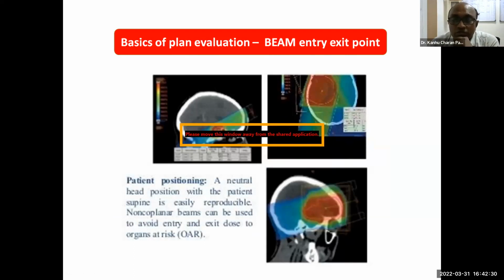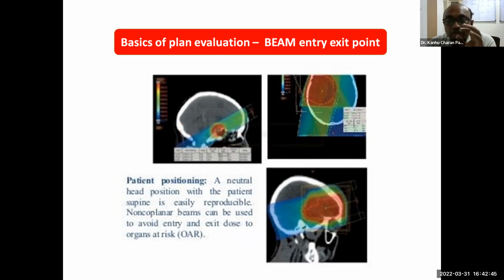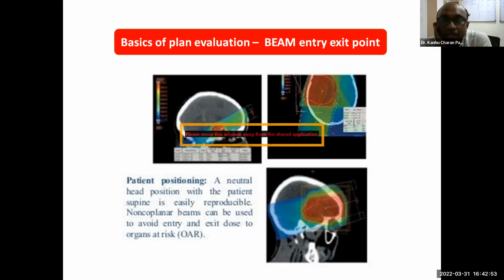Another thing you have to see is the entry point and the exit point of the beam. If you see this patient, the entry point is from the anterior vertex. If you are treating a brain tumor, the exit beam should not go to the oral cavity, and it should not go to the thyroid. So you have to arrange your beams accordingly. So always see the entry point and exit point of the beams.